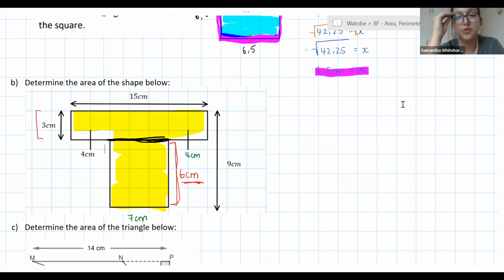Obviously, again, guys, if you have divided your shape up into slightly different rectangles, that's okay. As long as you're using the correct dimensions, no problem at all. So remember, we want the area of the whole T shape, so all of that yellow shaded bit.